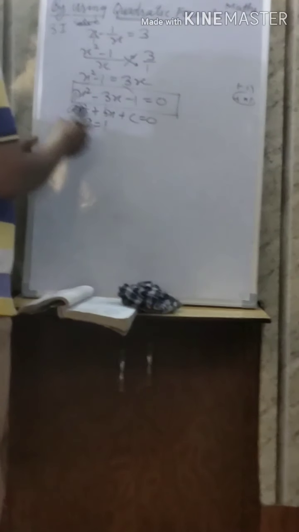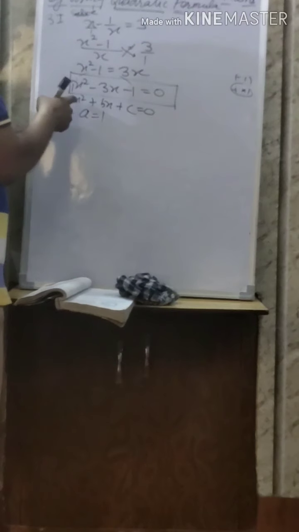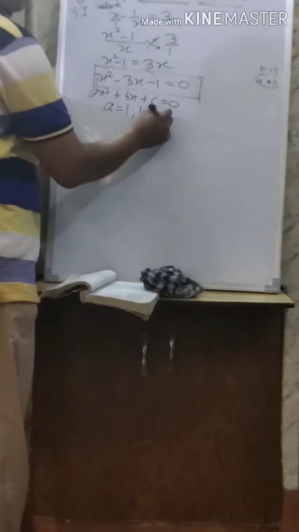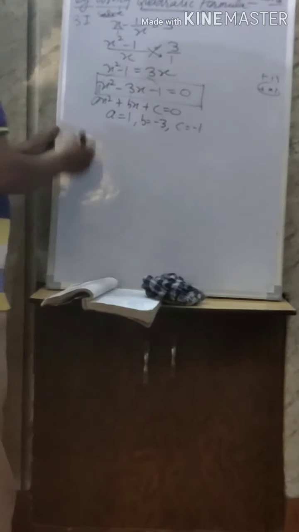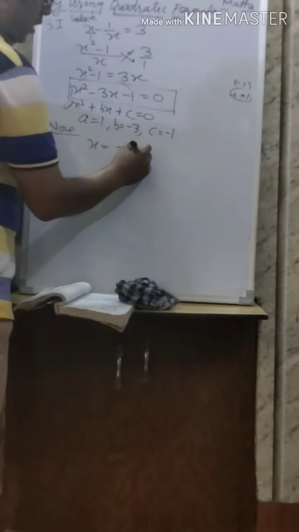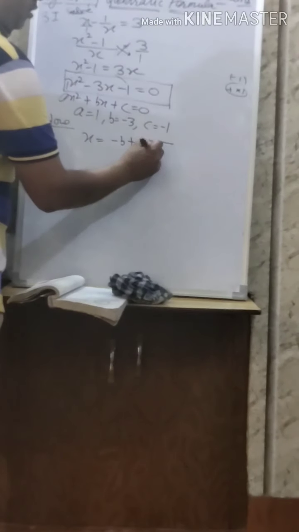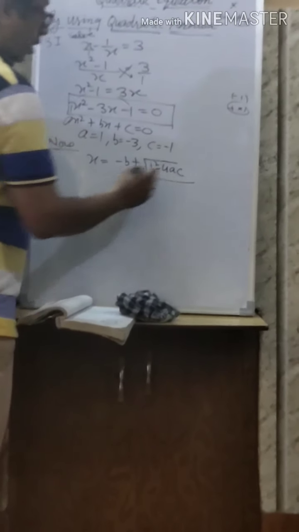So by comparing, a is equal to 1. Don't say a is equal to x square. A is the coefficient of x square. B is equal to minus 3. C is equal to minus 1. So now for finding roots, what is the formula? X is equal to minus b plus minus root of b square minus 4ac upon 2a.